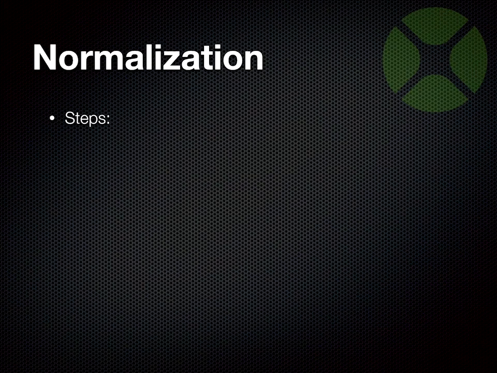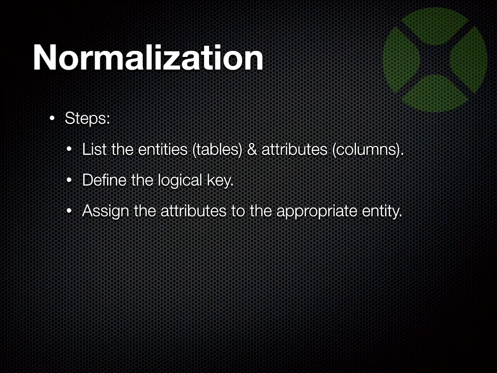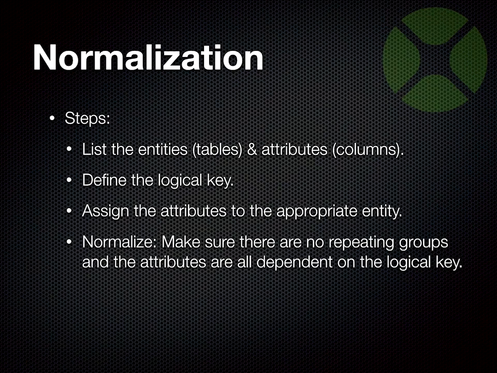So, very highly simplified steps on normalization. As I said, first of all, you list out, you go from your subject area down to entities, which are tables. What are the main tables you want? And what are those columns? What's the list of columns you have? For each table, you define the logical key. Then you're going to look at the key and say, well, do you have the right fields on that table given that key? And we'll talk a little more about that. And then you make sure that there are no repeating groups and everything is dependent on the key.